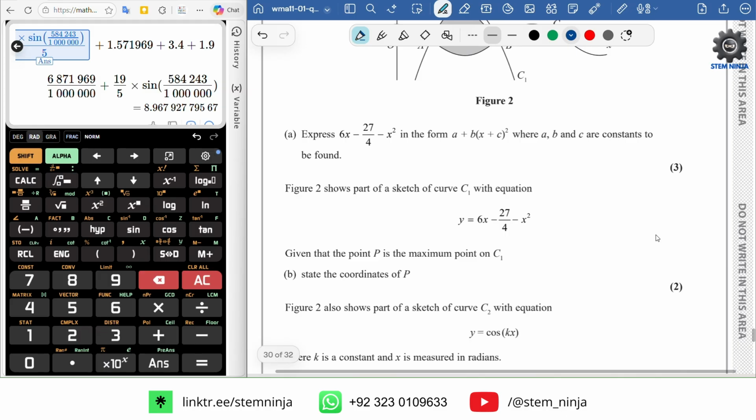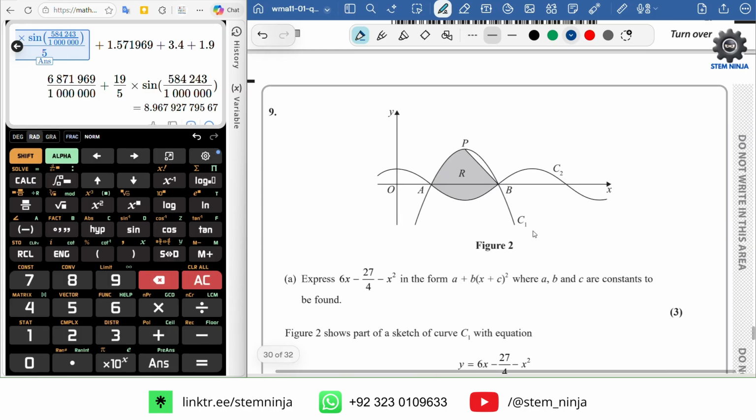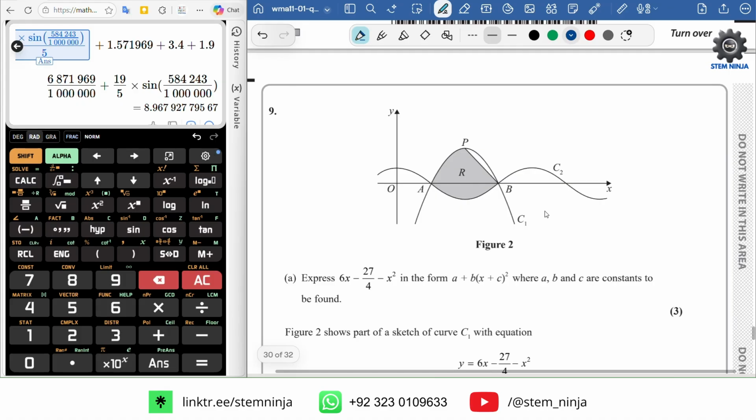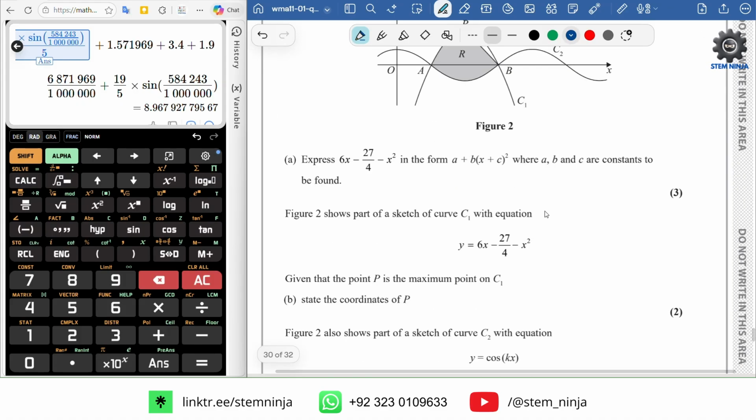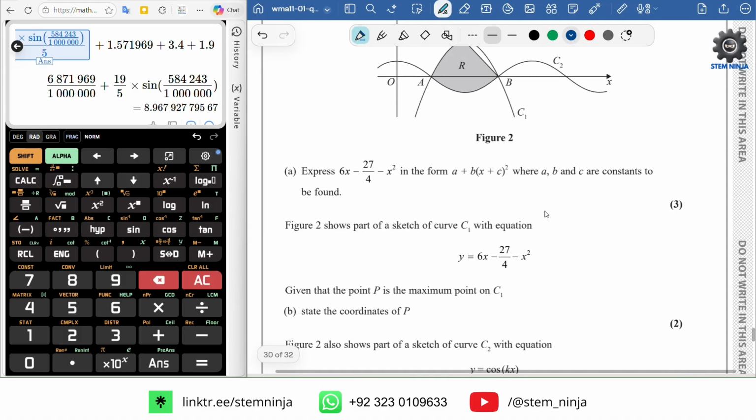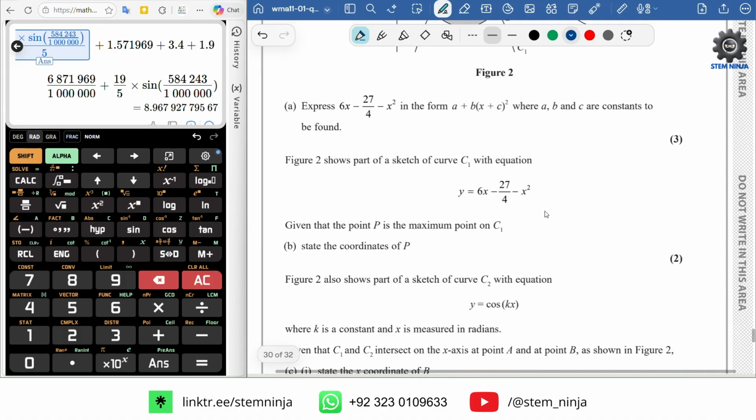Given that, figure 2 shows part of the sketch of the curve C1 with the equation 6x minus 27 over 4 minus x squared. C1 is the parabola, right? Quadratic equation. Given that point P is the maximum point on C1, state the coordinates of P.